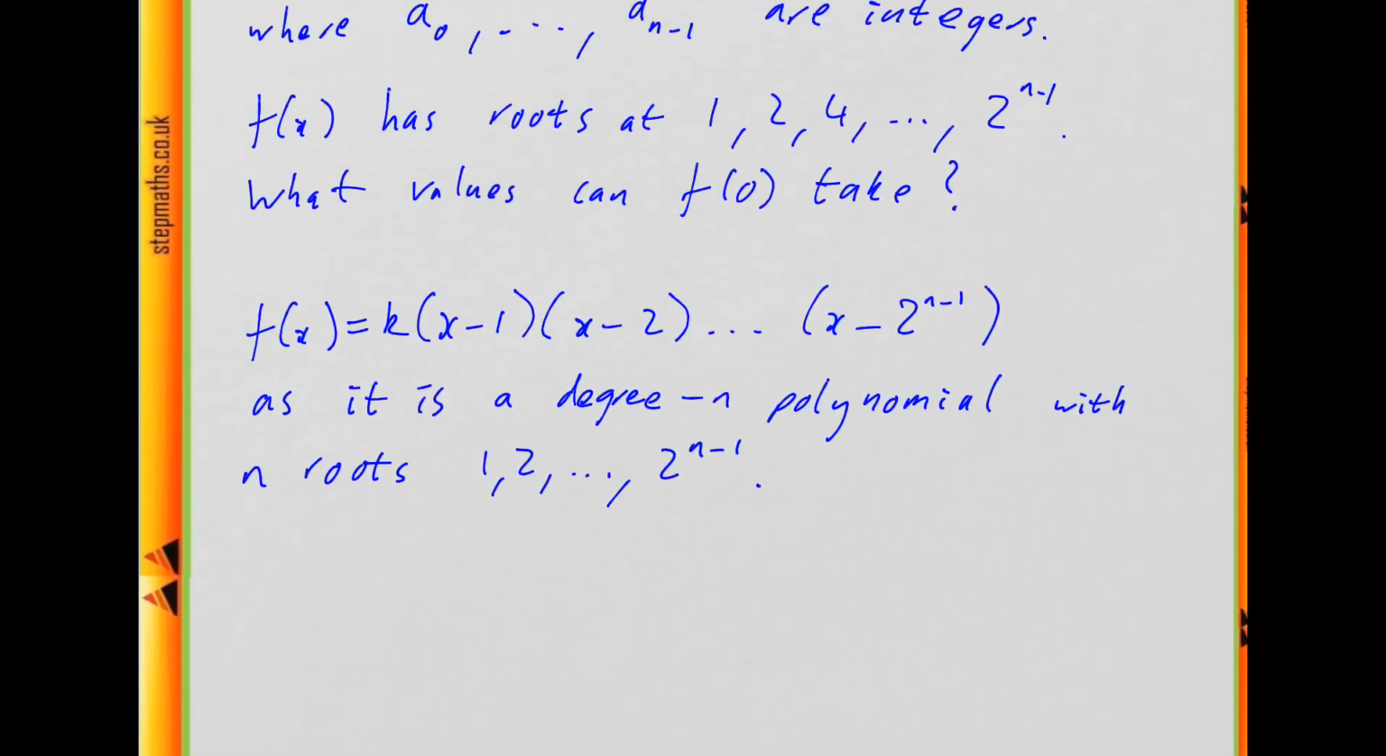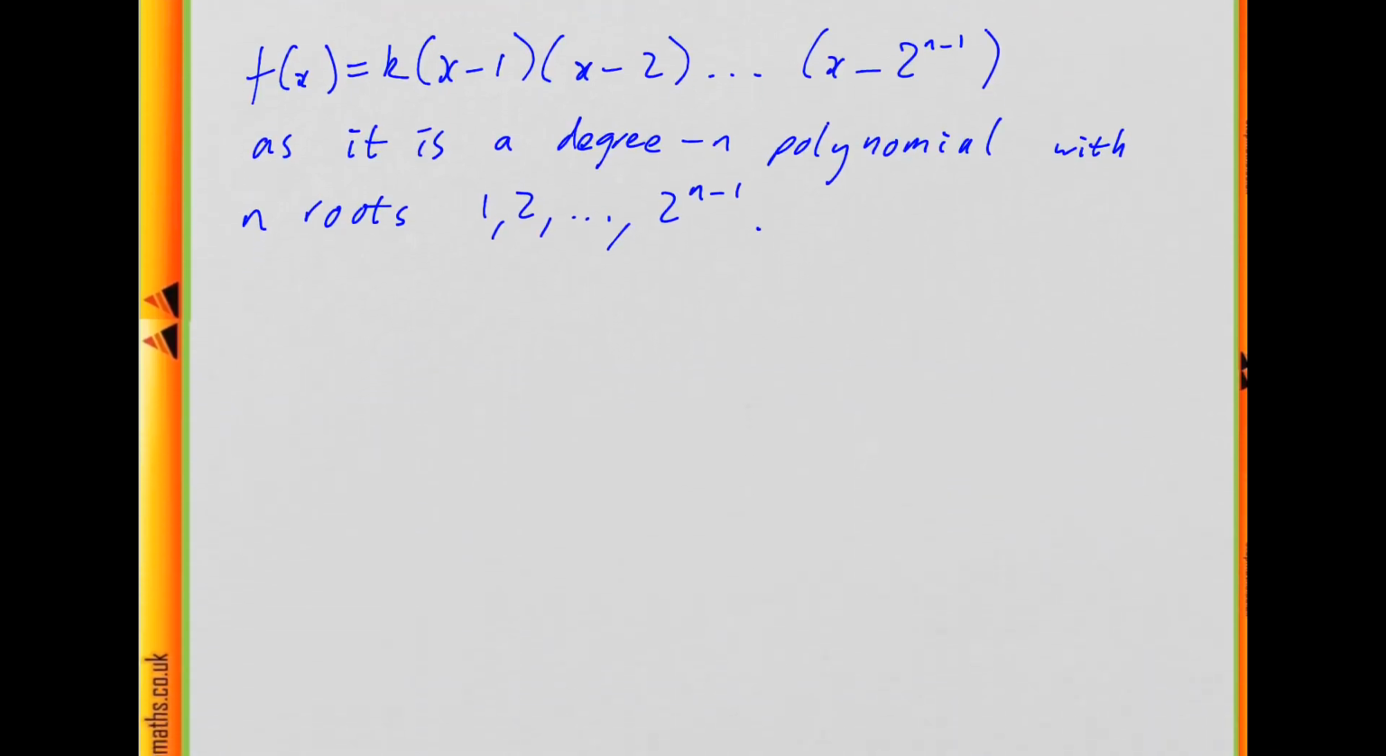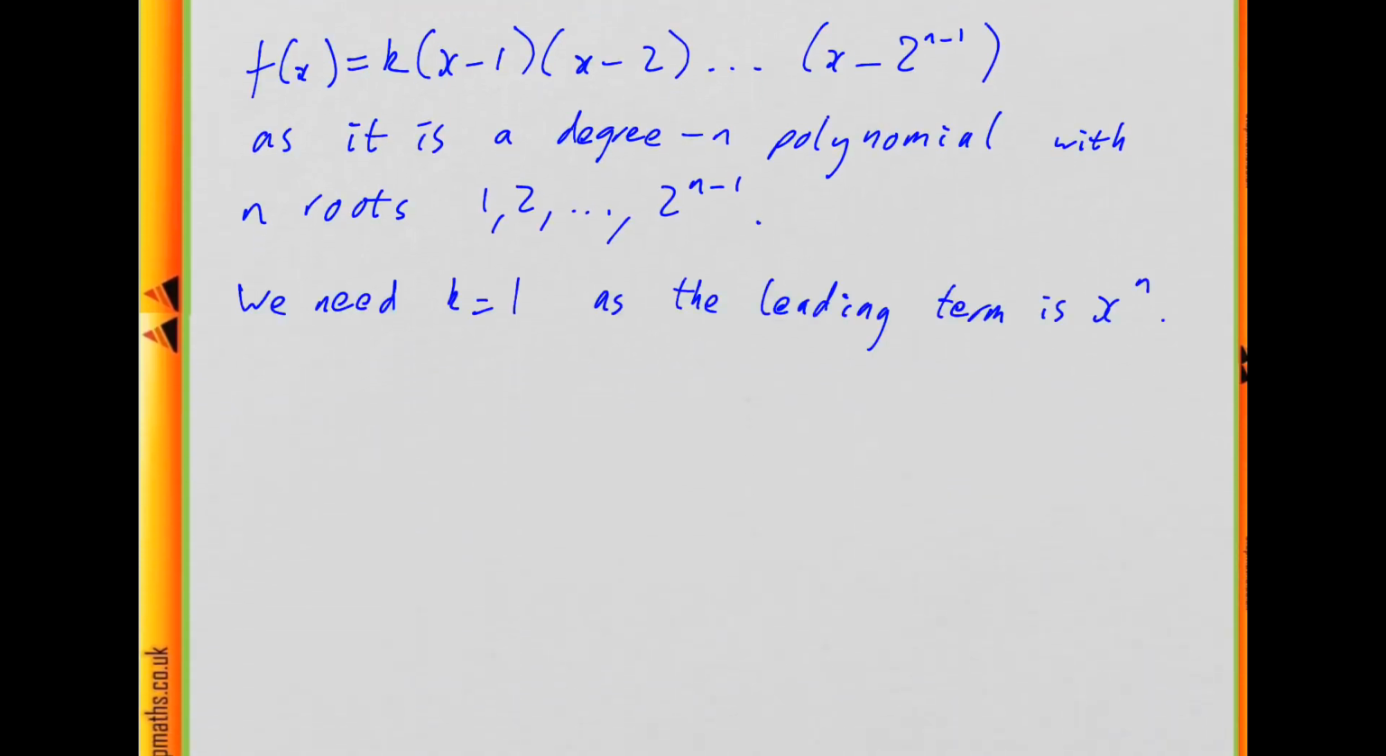But actually, if we go back up and look at what f of x is, the leading term is x to the n. And where does the leading term come from? We just take 1x from each of these brackets, it gives us x to the n, and then multiply by k. So k times x to the n. And that means that since the coefficient here is 1, k has to be 1. So we can immediately write k equals 1. So in fact we know f of x exactly, it's just x minus 1 times x minus 2, etc. all the way up to x minus 2 to the n minus 1.